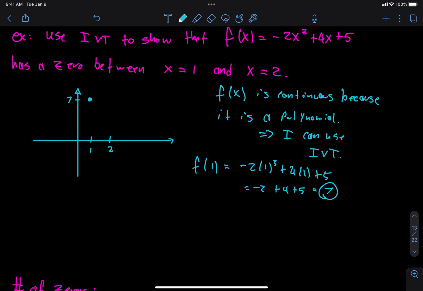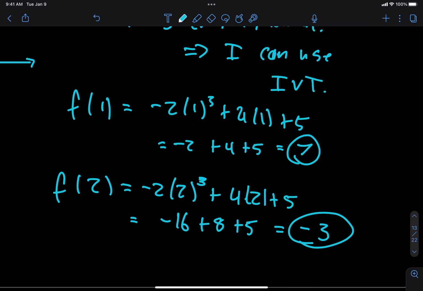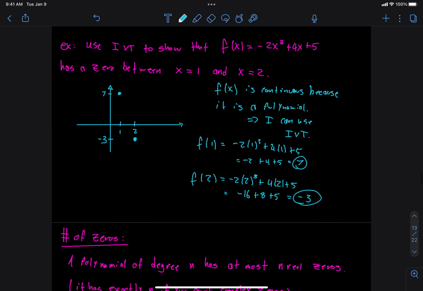Now let's find what is the height of the function when the x value is 2. Well, we would get negative 2 times 2 cubed plus 4 times 2 plus 5, which would be negative 16 plus 8 plus 5, which is negative 8 plus 5 is negative 3. Okay, so the height of the function when the x value is 2 is negative 3. So we put a point right here that is on the graph of this function.